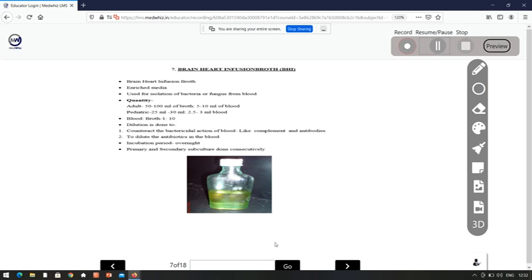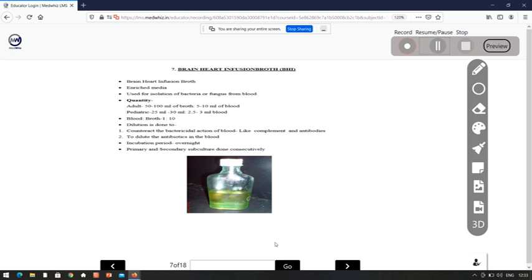So next we have a culture medium, brain heart infusion broth, abbreviated as BHI. As the name suggests, it contains brain and heart of beef. Since it is taken from beef, it is named brain heart infusion broth. The moment you hear broth, it means it does not contain any solidifying agent. It is also an enriched media used for isolation of bacteria or fungus from the blood.